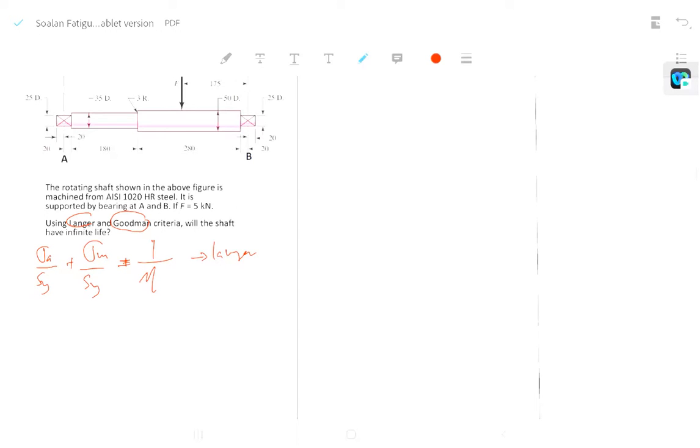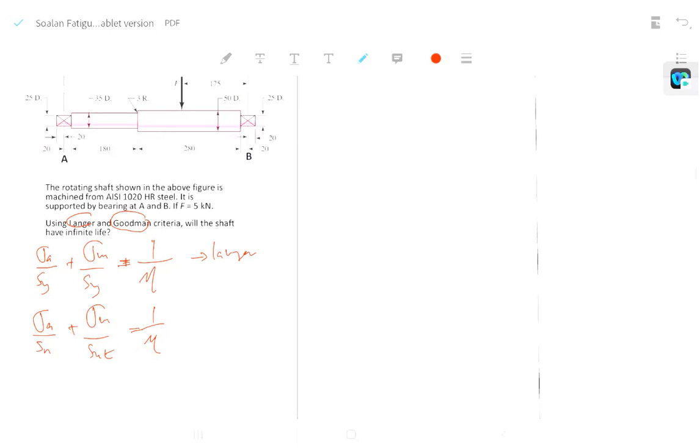And for Goodman, sigma A over the endurance limit plus sigma mean over Sy equals the safety factor. So both need to have the value of fatigue stress. Okay, so we have to determine the fatigue stress.